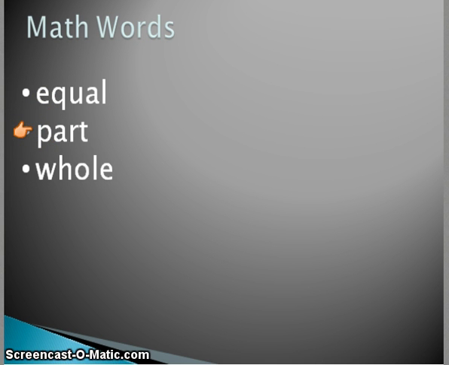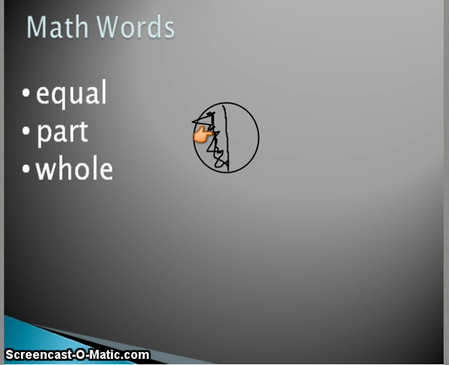That is part of a whole of something. So you might have a circle, and if we shade in over here, this part right here would be part of a circle.